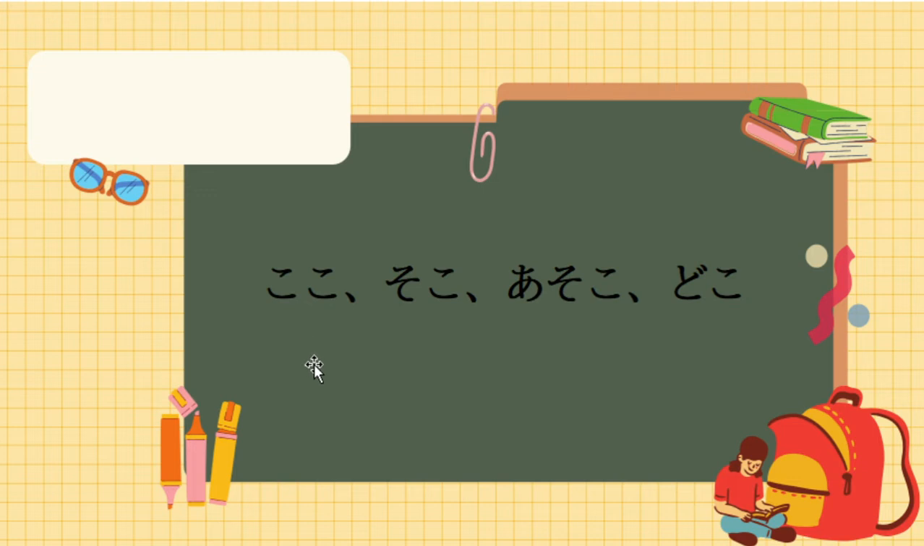So this is, for example, a toilet. The soko is used if it is near the person you're talking to. Soko. The asoko is far from both of you. The doko is the "where" in English.